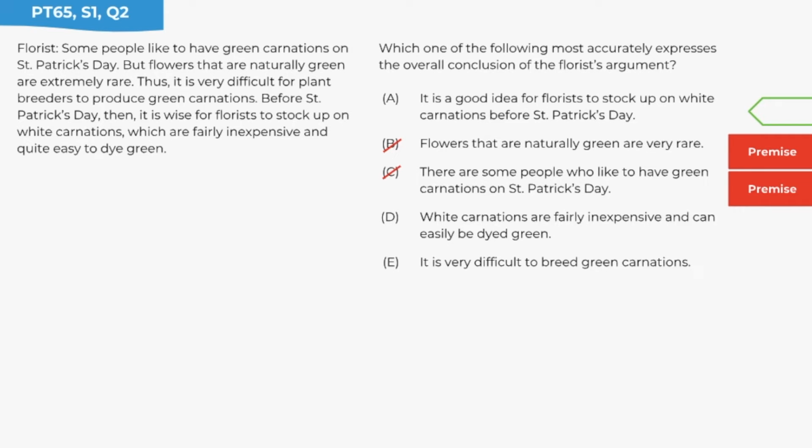So let's get rid of C. Answer choice D says, white carnations are fairly inexpensive and can easily be dyed. Again, true. That's the very end of the argument. But again, that's not the main point. That's another premise. Answer choice E, it is very difficult to breed green carnations.